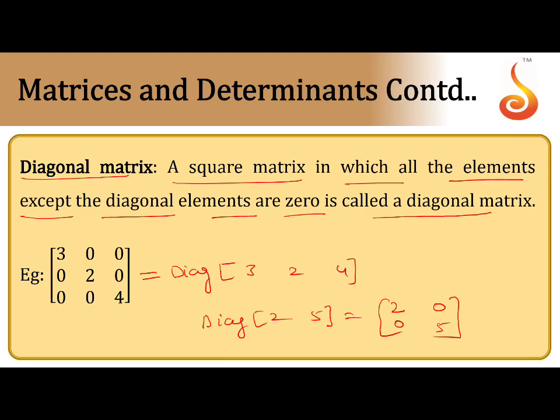So that is how to write the diagonal matrix. What is a diagonal matrix? A square matrix in which all the elements except the diagonal elements are 0 is called a diagonal matrix.